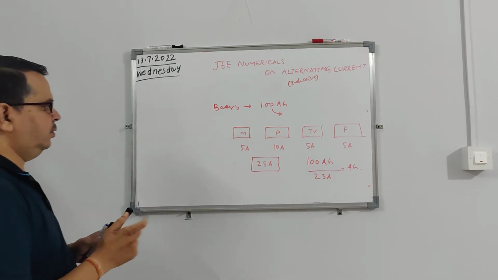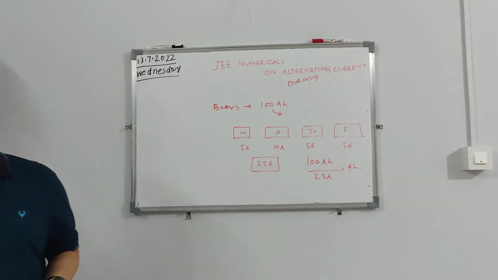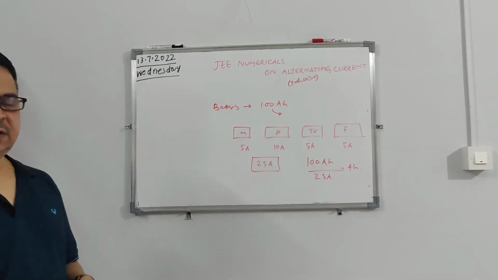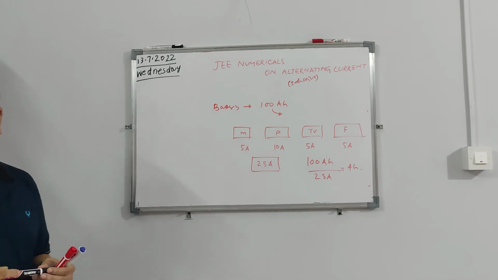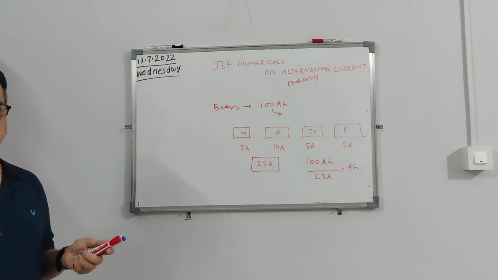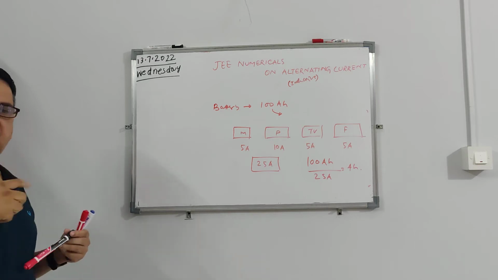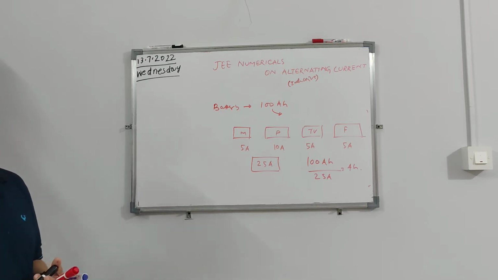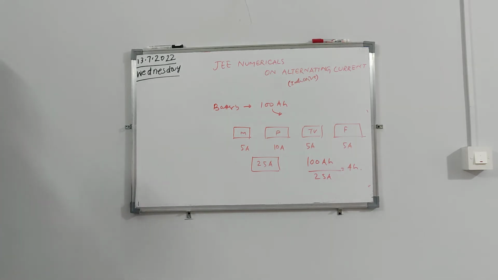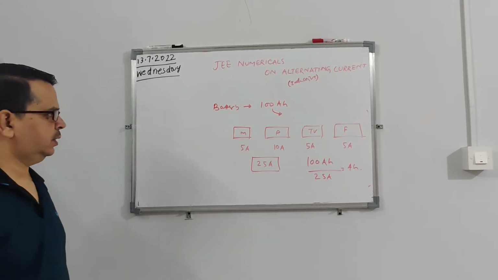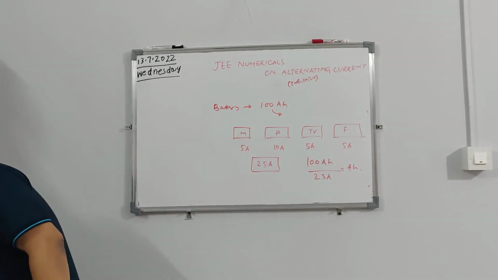Now in this numerical, one device is taken, one electric motor. Actually, a pump is a motor only, because a pump will be driven by a motor, and that motor needs electricity. They have given one numerical, asking how much current is passing through the electric motor. So we'll solve that.